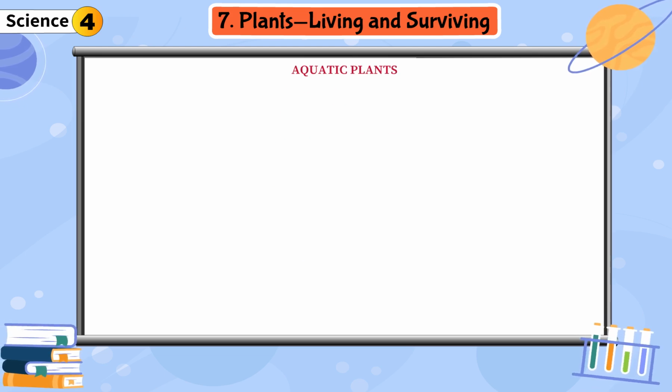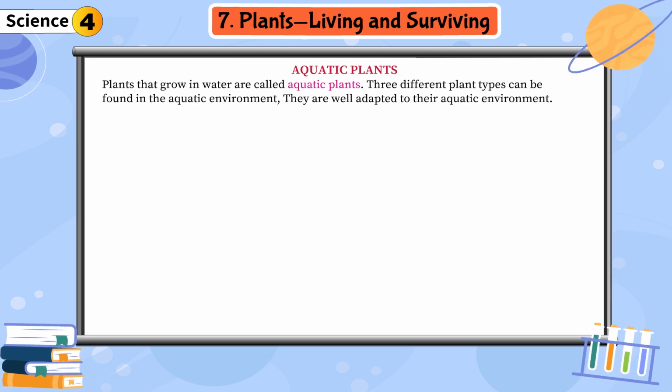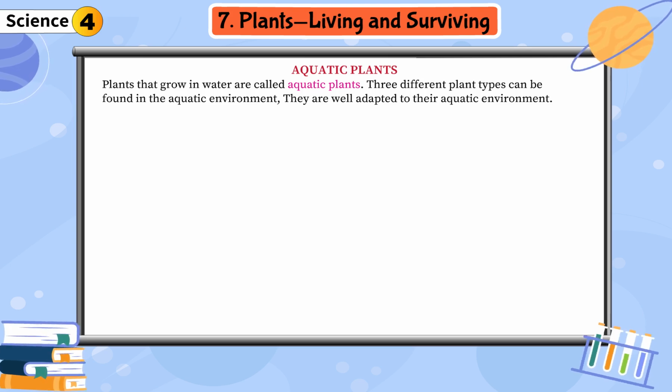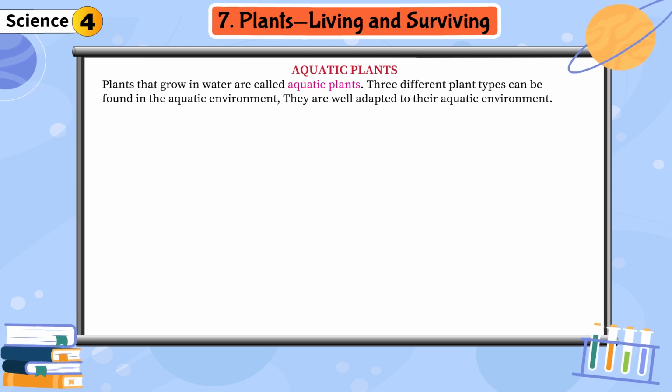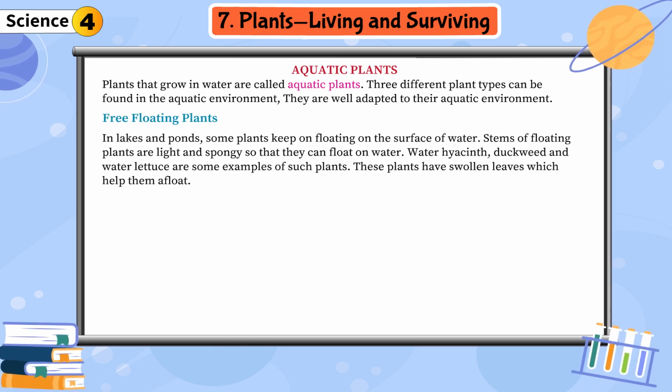Aquatic plants. Plants that grow in water are called aquatic plants. Three different plant types can be found in the aquatic environment. They are well adapted to their aquatic environment. Free-floating plants. In lakes and ponds, some plants keep on floating on the surface of water.